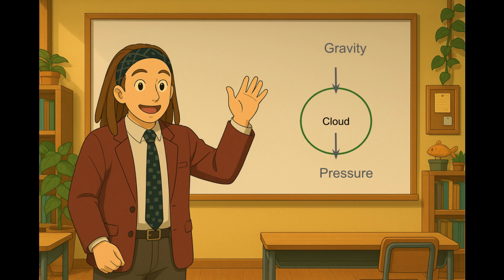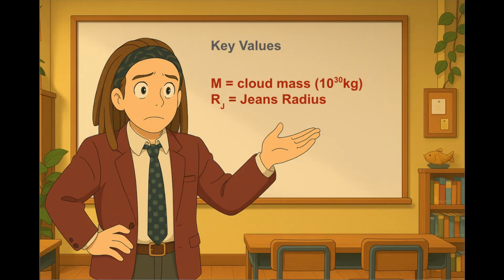Now, let's identify our key players. We're given the mass of the cloud, M, which is 10 to the 30 kilograms, a truly immense mass. We need to find the Jeans radius, R_J. This is the critical radius where the cloud's own gravity overcomes its internal pressure, leading to collapse.